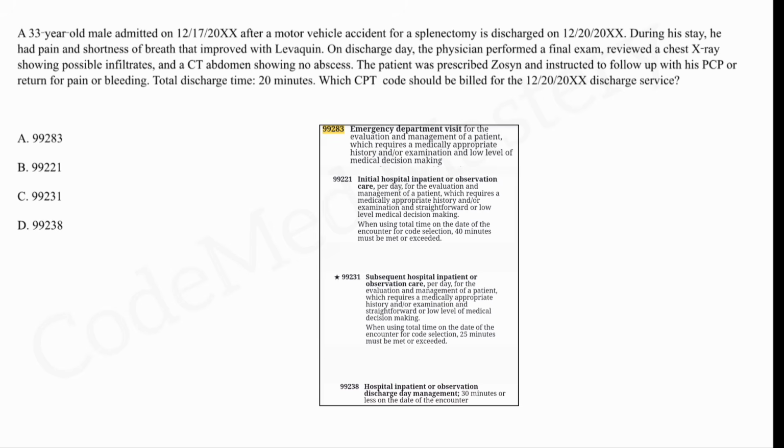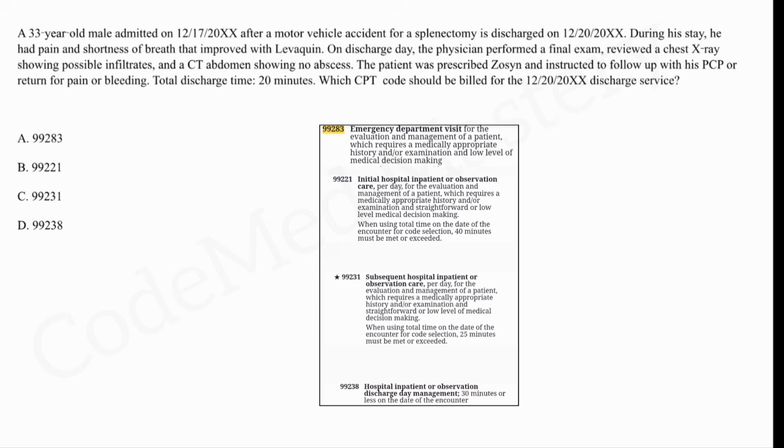A 33-year-old male admitted on 17 December after a motor vehicle accident for a splenectomy is discharged on December 20. During his stay, he had pain and shortness of breath that improved with Levaquin. On the discharge day, the physician performed final exam, reviewed chest x-ray showing possible infiltrates and a CT abdomen showing no abscess. The patient was prescribed Zocin and instructed to follow up with his PCP or return for pain or bleeding. Total discharge time is 20 minutes. Which CPT code should be billed for 20th December discharge service?